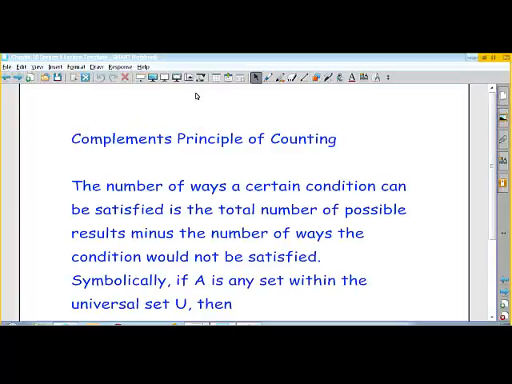So this is called the complements principle of counting. Again, this is in your book. The number of ways a certain condition can be satisfied is the total number of possible results minus the number of ways the condition would not be satisfied.